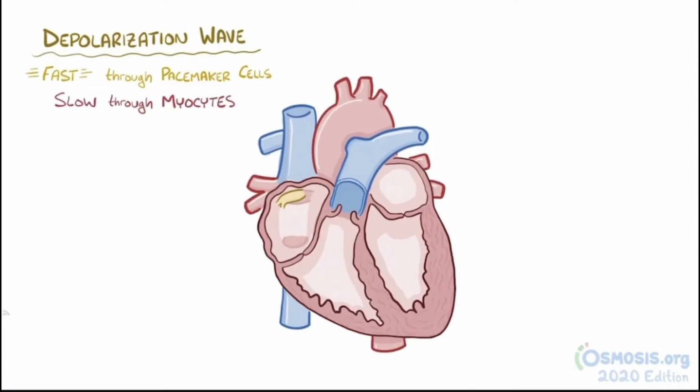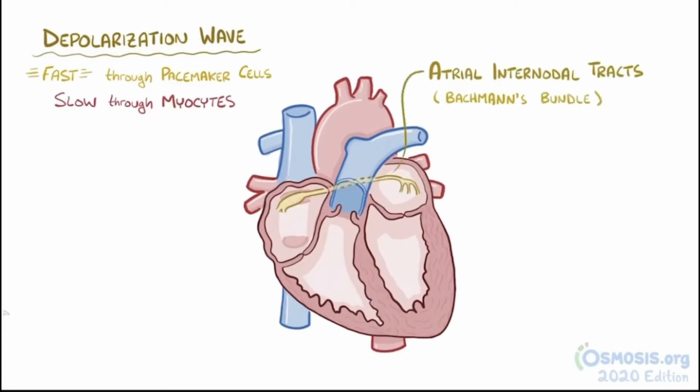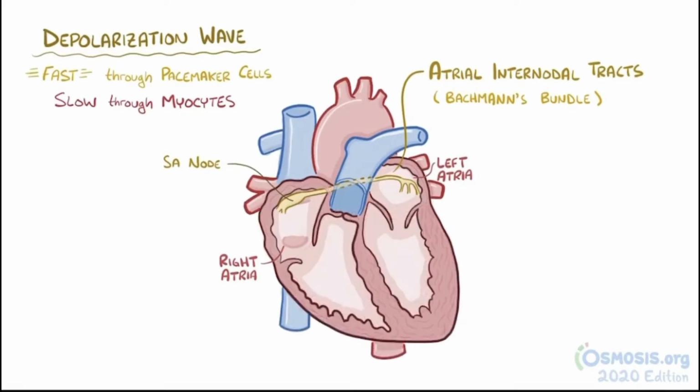Some pacemakers lie along atrial internodal tracts, also called Bachmann's bundle, which connects the SA node to spots in the right and left atria, so that the depolarization wave can quickly reach atrial myocytes in both atria. When the atrial myocytes get depolarized, they contract, which pushes blood from the atria into the ventricles. While this is happening, the depolarization wave also travels from the SA node through the pacemaker cells to the atrioventricular or AV node.